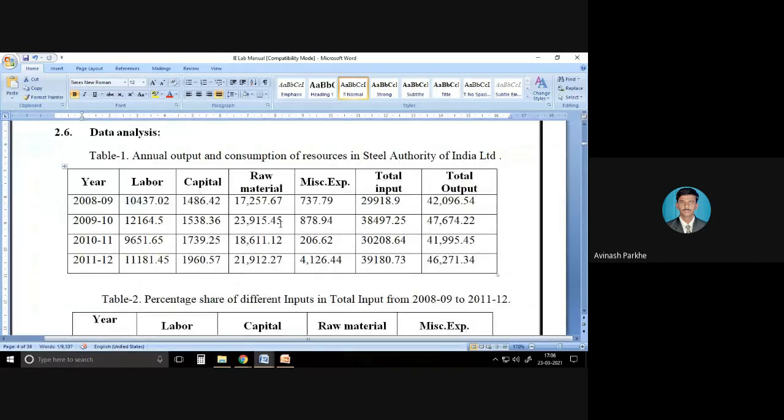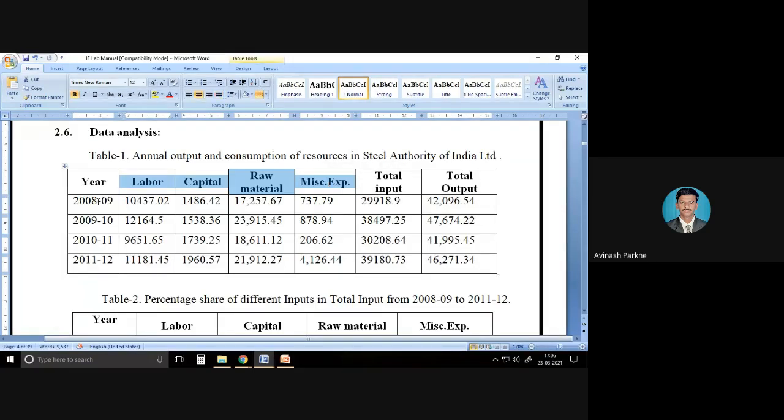So this is the one company, that is the Steel Authority of India Private Limited. So what is the table I have represented in front of you? The first column represents the years: 2008 to 2009, 2009 to 10, 10 to 11, 11 to 12. And in 2008 to 9, there are so many inputs. One is labor, then capital, then raw material input, and the miscellaneous inputs.